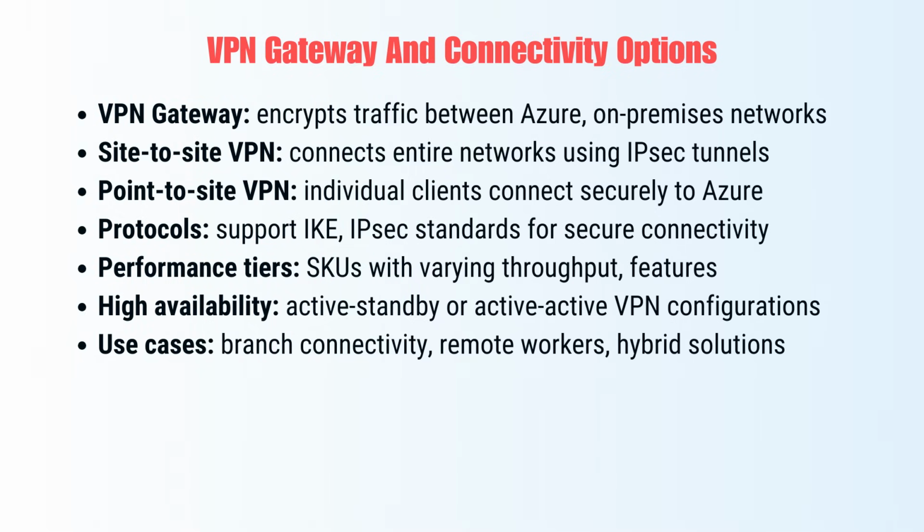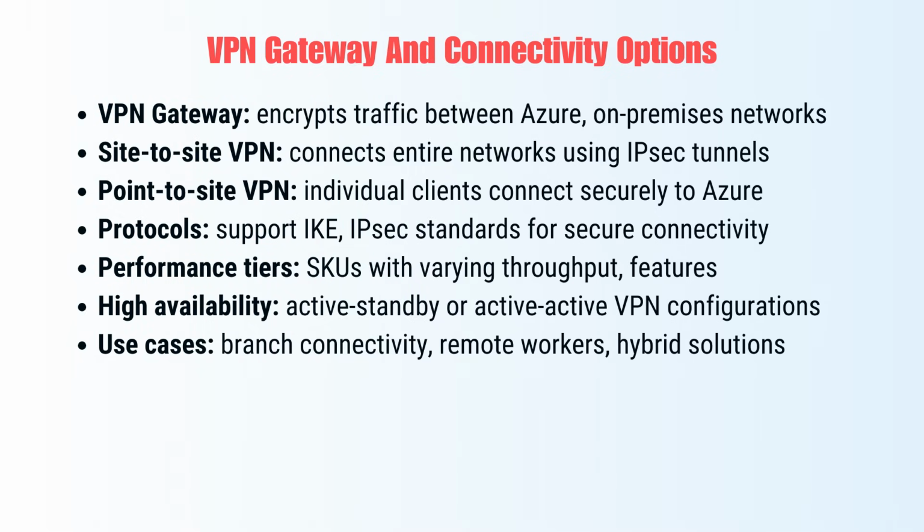Once established, machines on both sides can communicate as if they're on the same extended network. 2. Point-to-site VPN. This allows individual client devices, like a laptop, to connect securely to Azure. Users install a VPN client and authenticate, establishing an encrypted tunnel into the VNet. This is useful for remote workers or admins needing secure access.